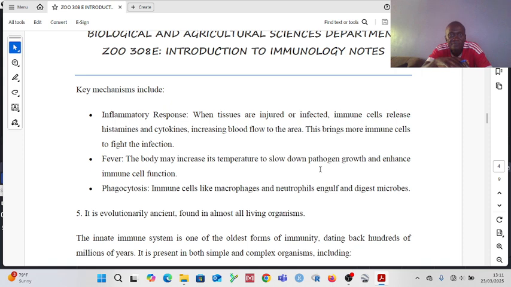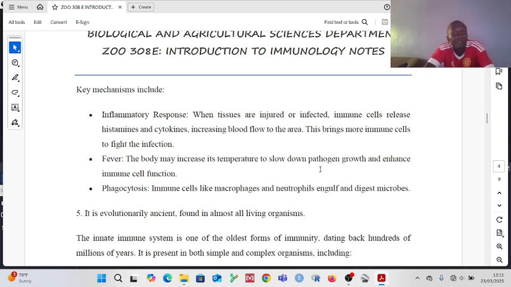Okay? Because the immune cells will release histamine. Histamine leads to vasodilation. Okay? Then once vasodilation happens, blood flow increases because upon vasodilating, pressure reduces. Then once pressure reduces, there will be more flow of blood to that particular area.